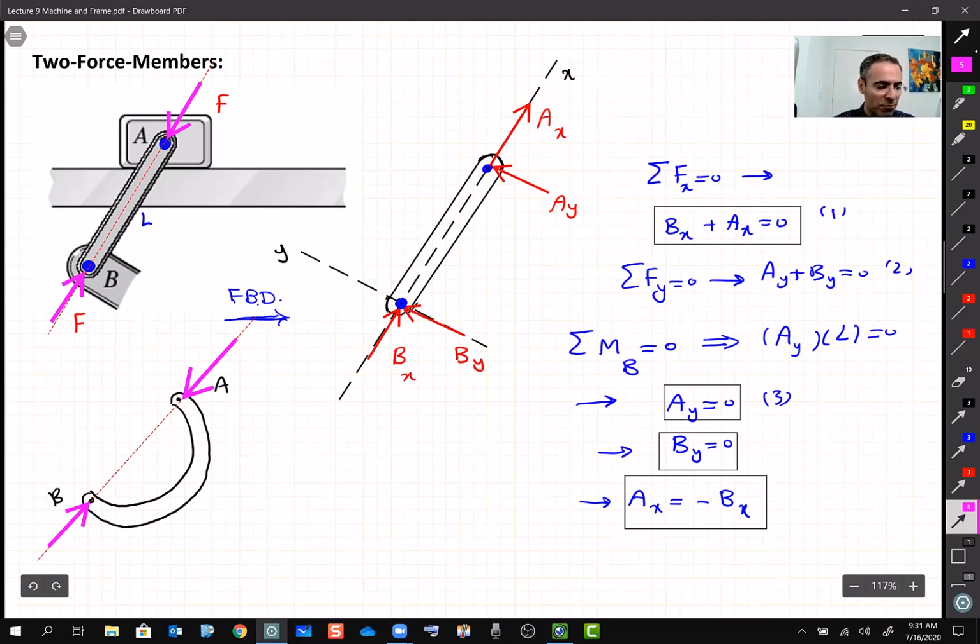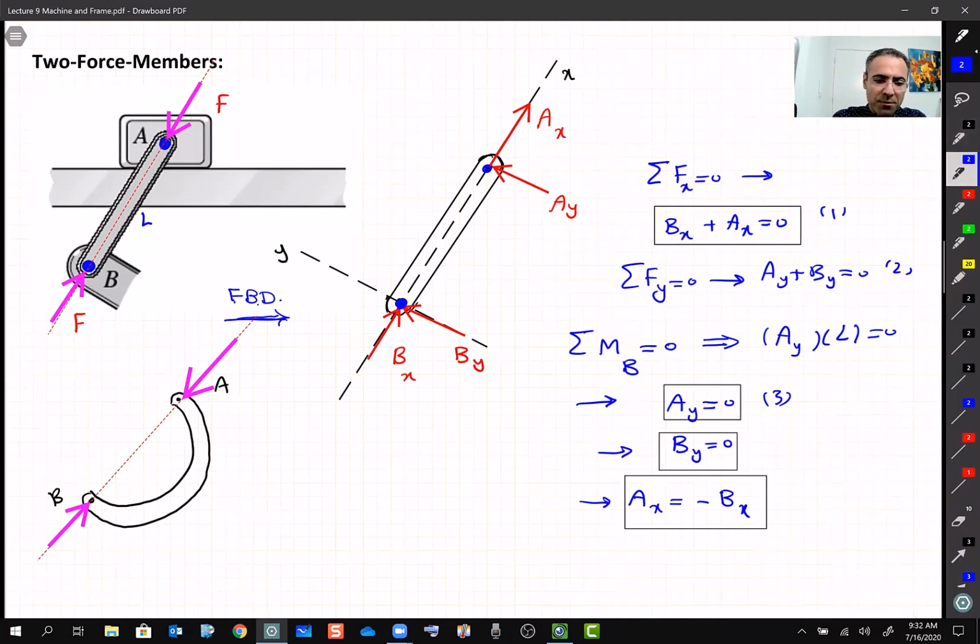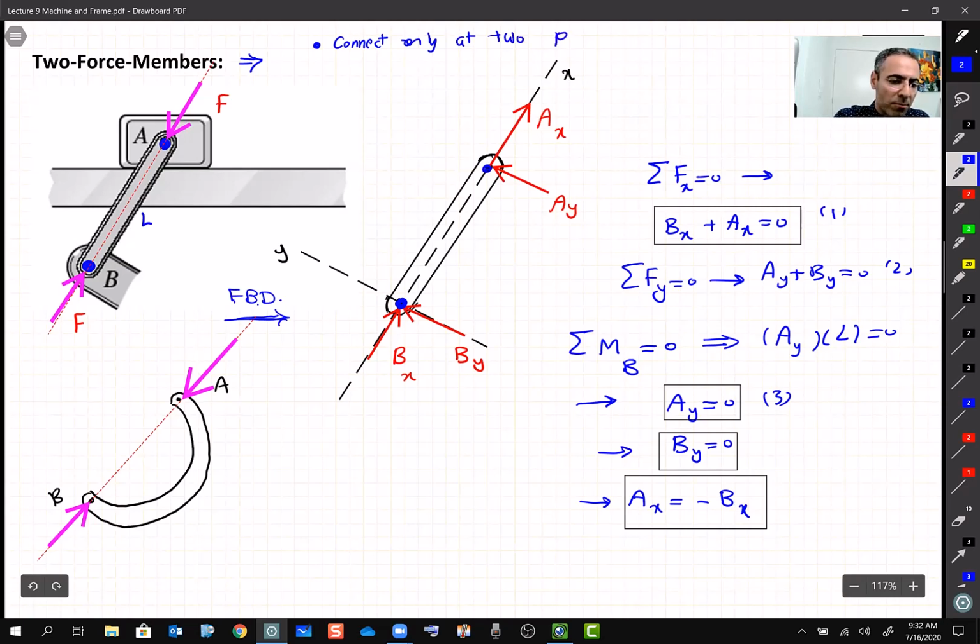And it has a silly name, two-force members, because it only has two forces at its two ends, all right? So keep in mind, a two-force member has to satisfy three conditions. What are those three? First, it is connected only at two points, at two points, right? So it connects only at two points. All right, that's one thing.